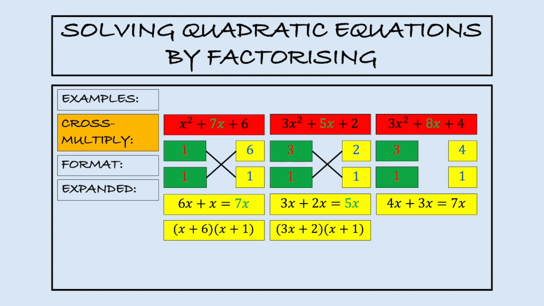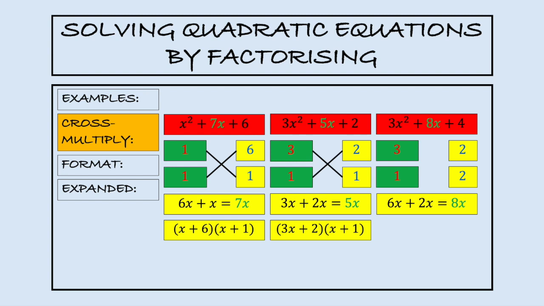At last, with no other options left, we can see that c equaling 2 and d equaling 2 would result in the correct answer, with 3x times 2 plus x times 2, which equals 8x.